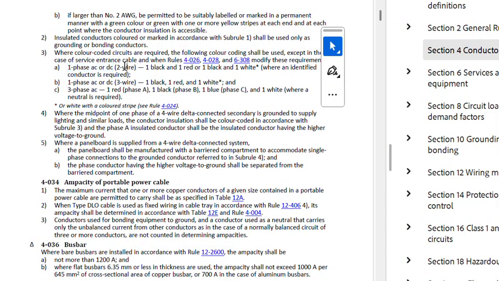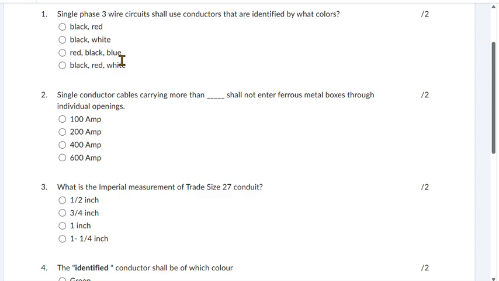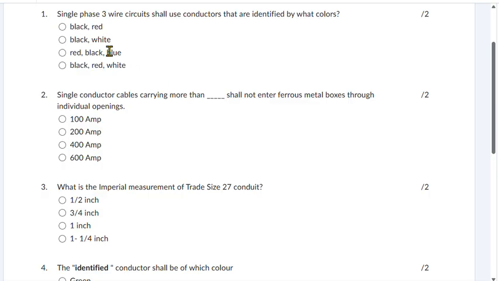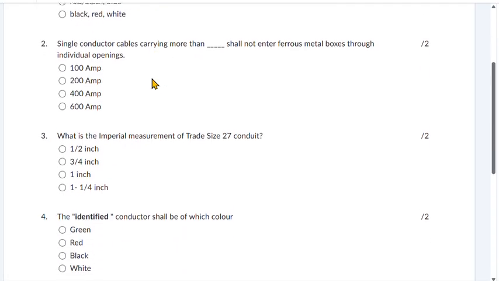But we are talking about 3 wires, because I see my options here are black, red; black, white, red; black, and red; black, red, and white. So this is single phase 3 wire. So I'm looking at single phase 3 wire: black, red, and white. The answer to question 1 is black, red, and white, and I got that from Section 4, Rule 32, Identification of Conductors. Let's move on to question 2.